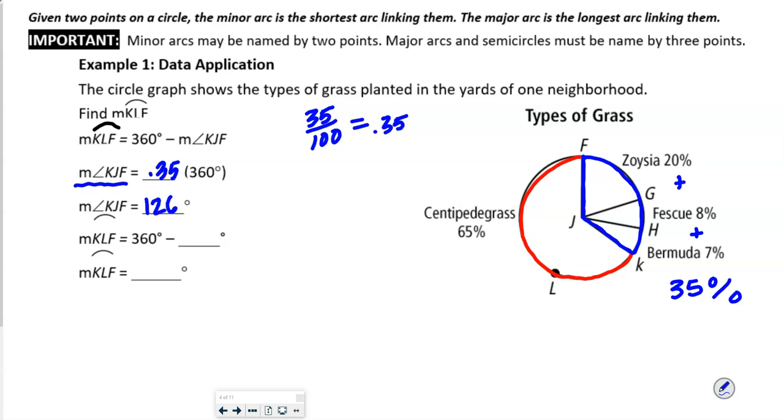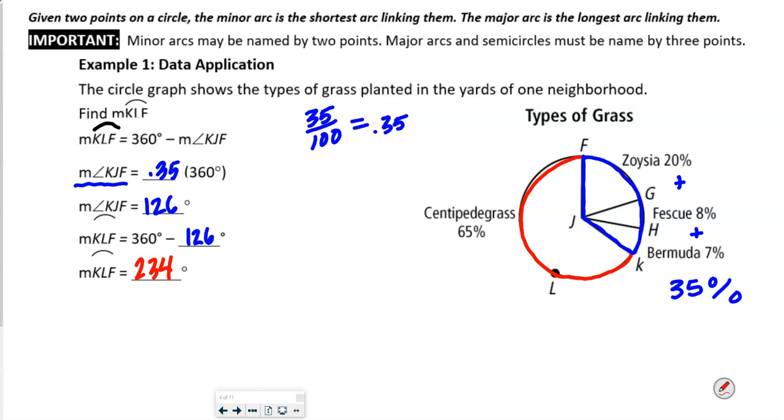So then we're going to subtract that 126 from 360, because that's what's going to give us what we're actually looking for, which is our red arc, okay? Because remember, our arc equals the angle here, because arcs equal central angles, okay? So we're going to subtract 126 from 360, and that gives us 234.